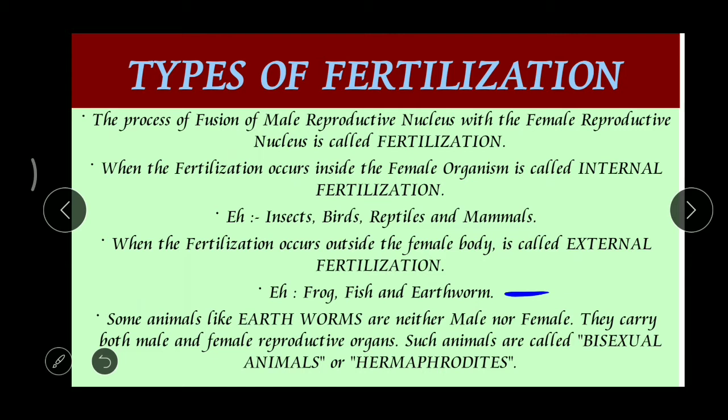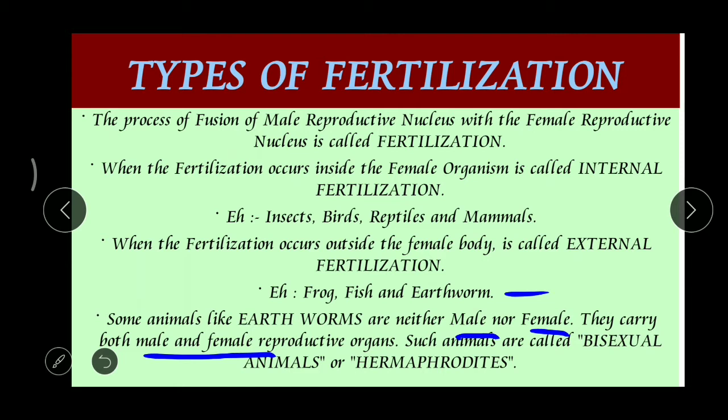Got it? So when testes are present, we call them males, and when ovaries are present, females. But here, the earthworm is neither male nor female. But don't think of any other thing. Here in humans we can find a third gender, but it is not like that. Inside this earthworm we can find both male and female reproductive systems present. Is that clear? So in the earthworm, both male and female reproductive systems are present.